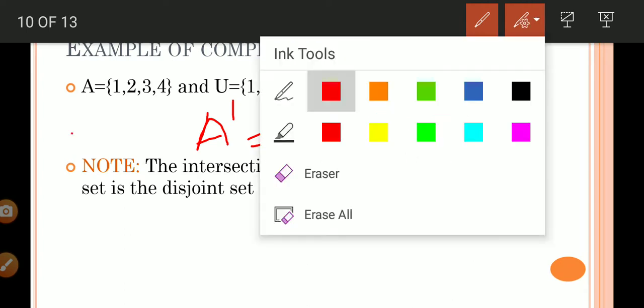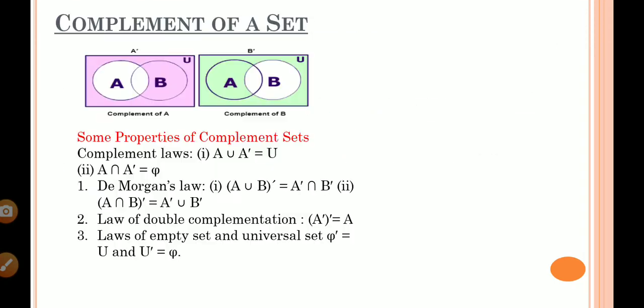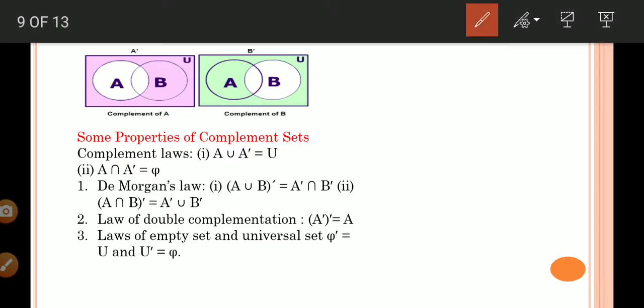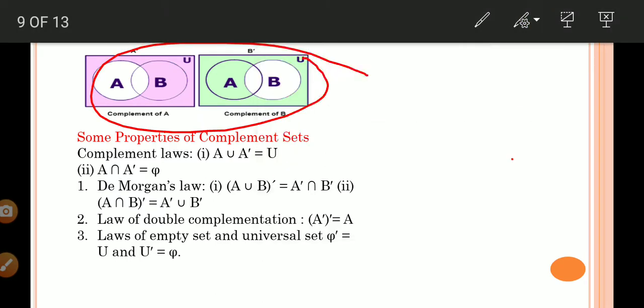Some of the properties of the complement of a set are given: De Morgan's law, law of double complementation, and law of empty set. De Morgan's law says the complement of the union of sets is the intersection of their complements, and the complement of the intersection of two sets is the union of their complements. These are called De Morgan's laws, and the Venn diagram of complement A and complement B is clearly shown here. These are the operations on sets.